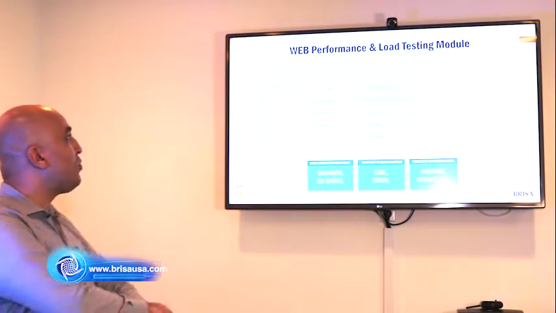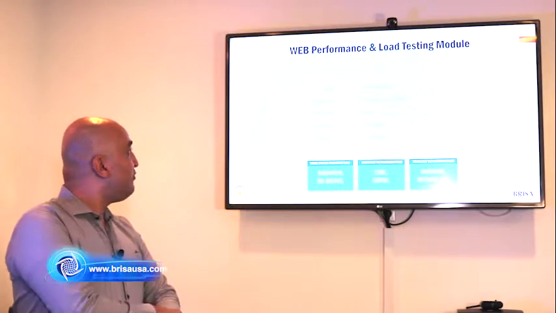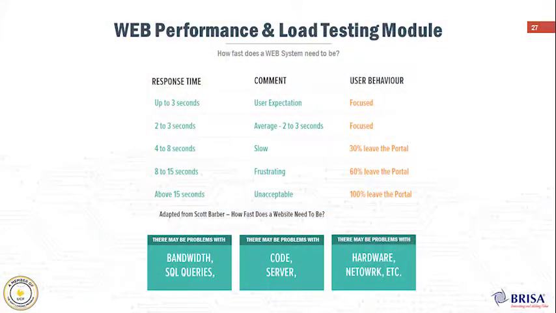But how fast does a web system need to be? The average is 3 seconds. This is the user expectation. If the system takes 2 to 3 seconds to give the proper response, the end users will keep focused. But at 4 to 8 seconds, 30% of the end users will leave the portal.